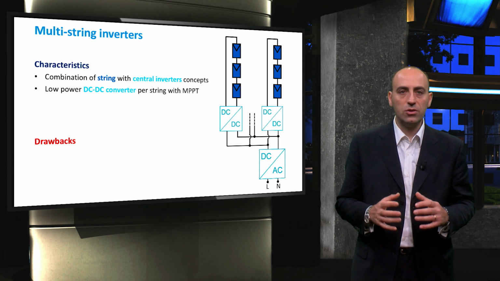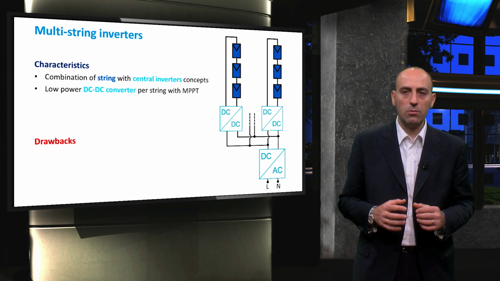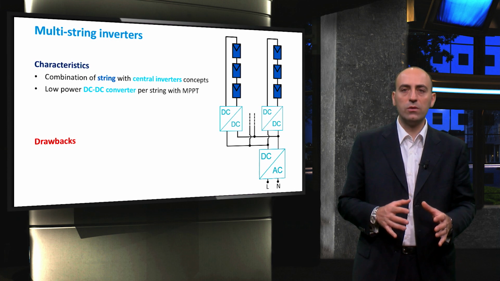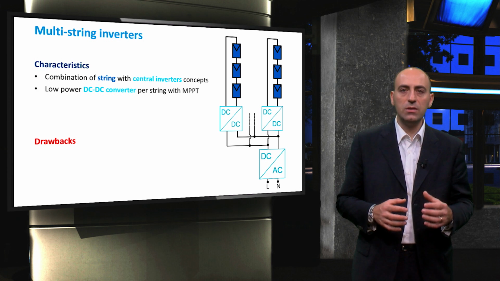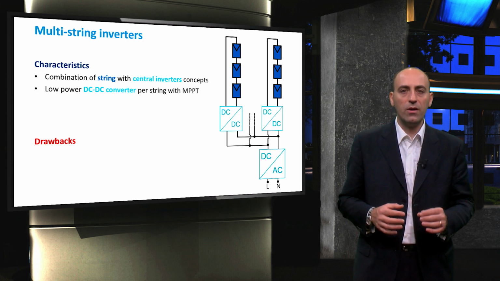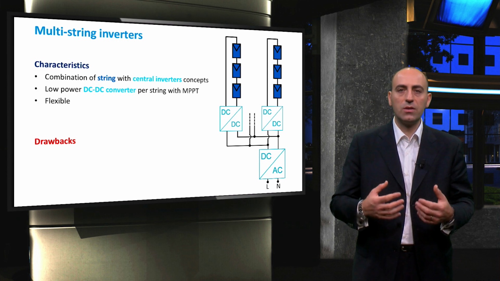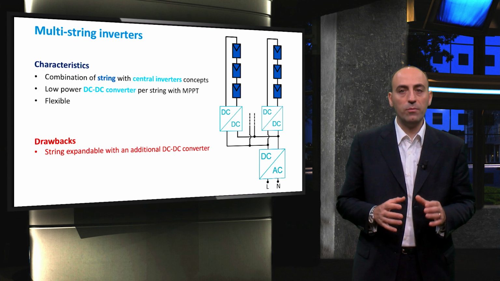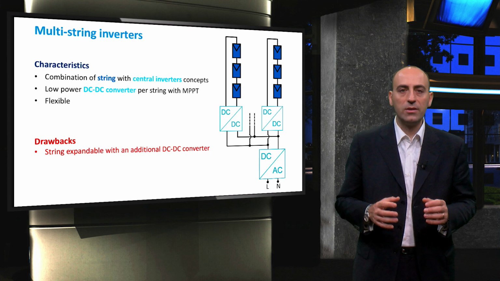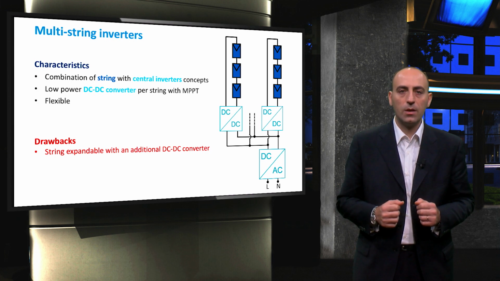The main advantages of this architecture are that every string can operate at its maximum power point, and the optimizers operate at voltages close to the voltage of the string. Hence, the DC-DC conversion is very efficient, and the optimizers consume very little power. In this architecture, we can easily add additional strings, but not only do you have to be careful that the inverter can handle the additional power input, you also have to buy an additional DC-DC converter, which is a drawback.